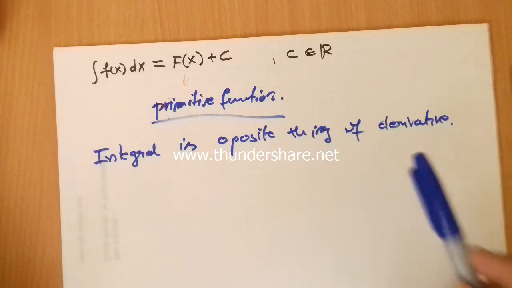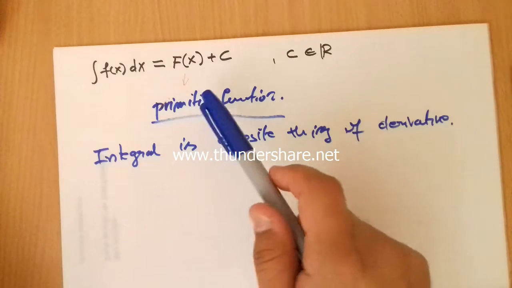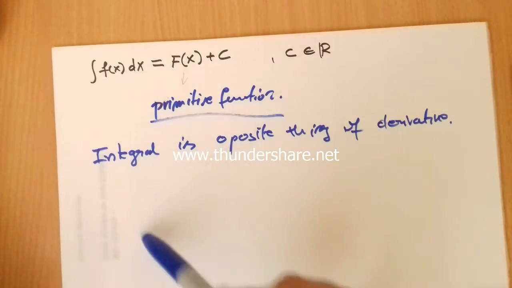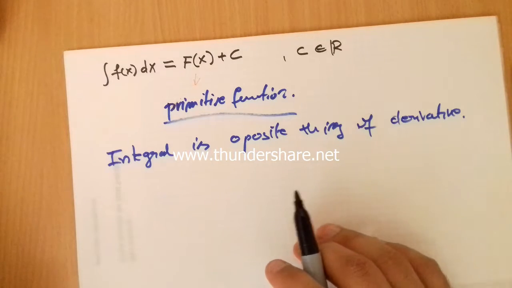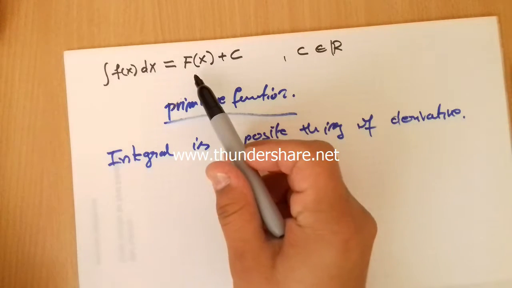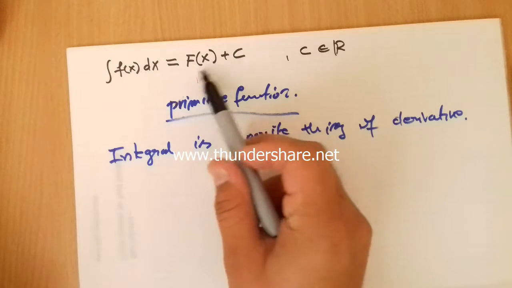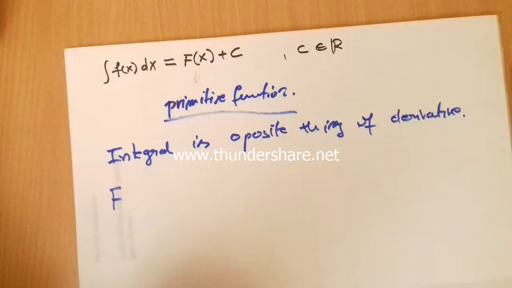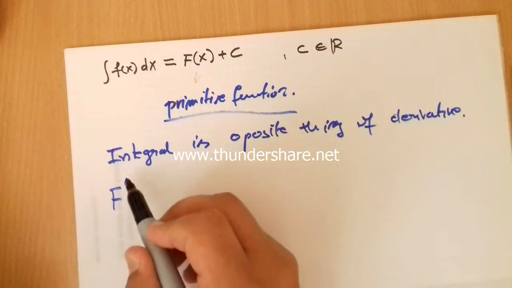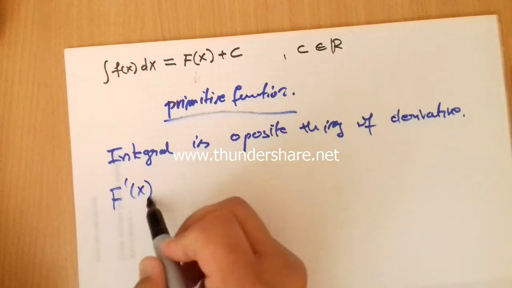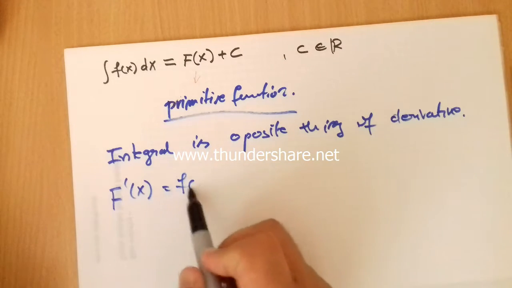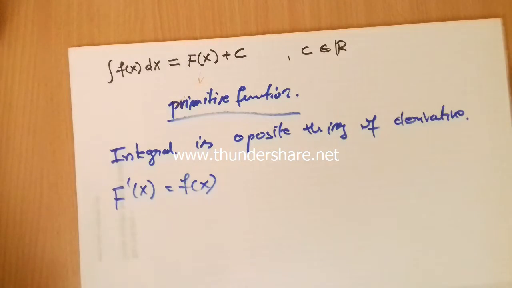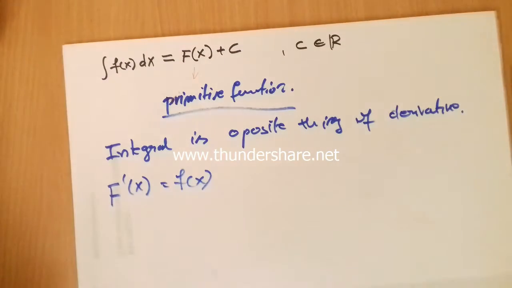So why is this important? This is important because you need to understand this function F. For example, if we take the derivative of this function F of x, we call this F prime of x, and this function should be equal to f of x. So this is the primitive function.